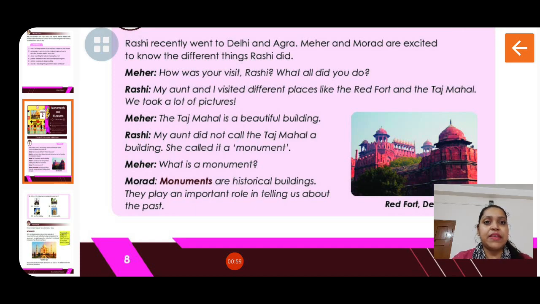It's given monuments are historical buildings. They play an important role in telling us about the past. So monuments are historical buildings, and one very important monument picture is given, that is of the Red Fort, which is in Delhi. So first page itself, it gives us an idea about what are monuments.